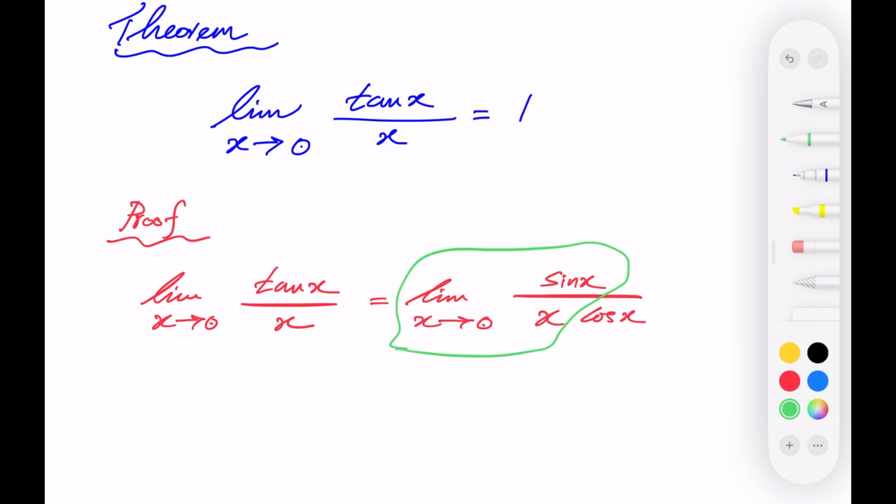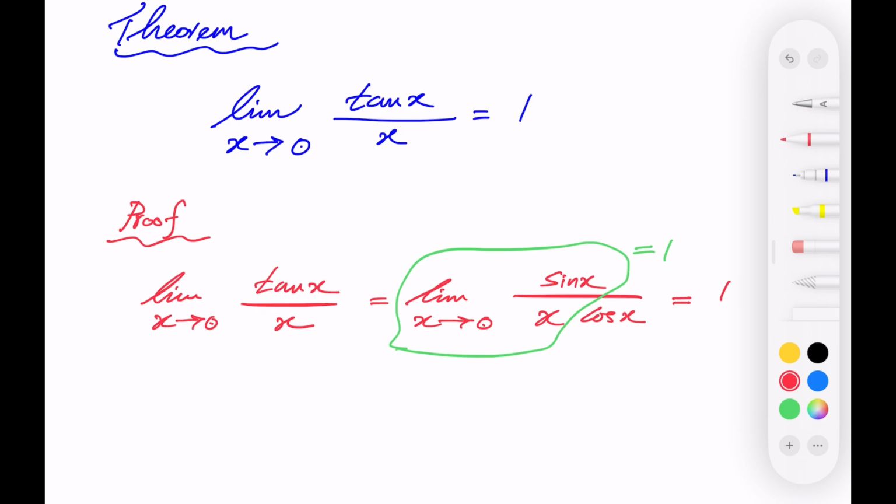During our last discussion, we proved that limit as x approaches 0, sine x over x is equal to 1. Therefore, this part is equal to 1. Now, this question has become limit x approaches 0, 1 over cosine x. For that, we can do the direct substitution x equals 0. When we do that, we have a cosine 0 term in the denominator. We know that cosine 0 is equal to 1. Therefore, the answer of this limit is equal to 1.